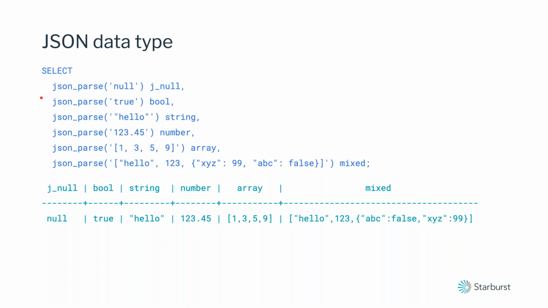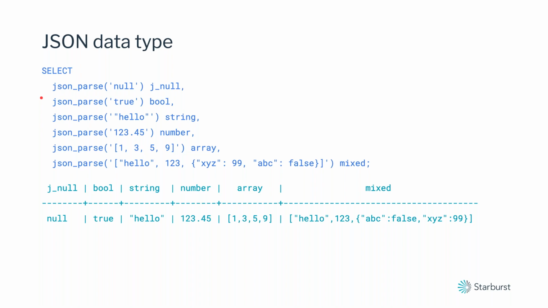So the first thing to know is that Presto has a JSON data type. And a JSON data type is similar to a string. You can kind of think of it as just a string containing JSON, except that the data inside of it has already been parsed and is already known to be well-formed JSON.